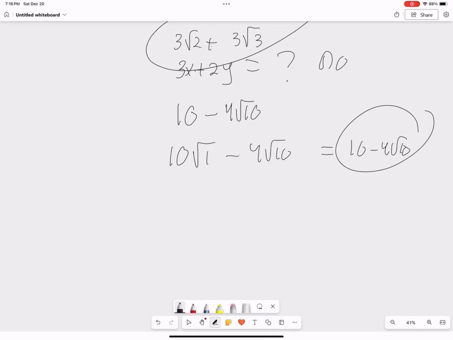So now let's do a few more examples. A little hard example because I want to make sure that you have a strong foundation in these.